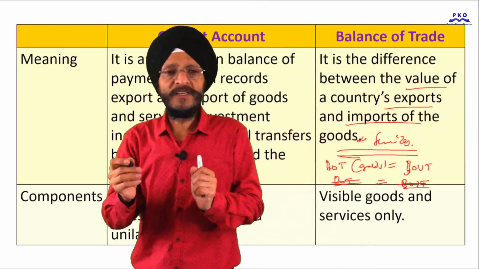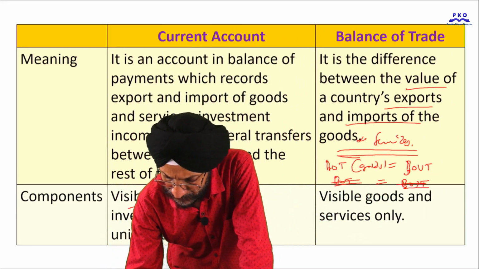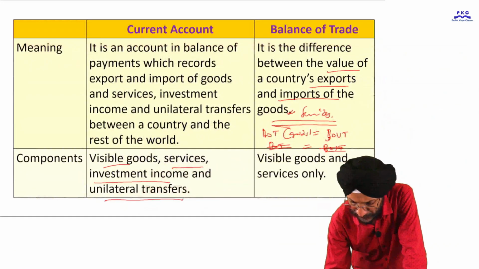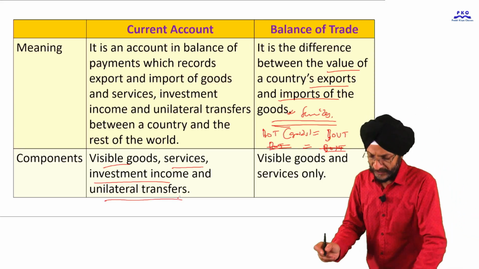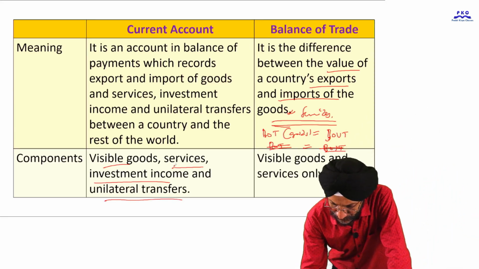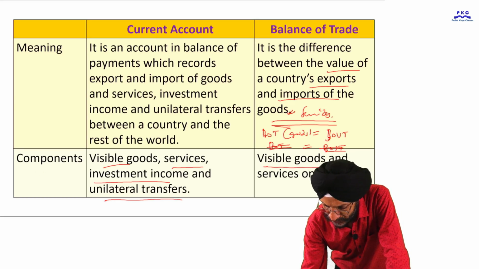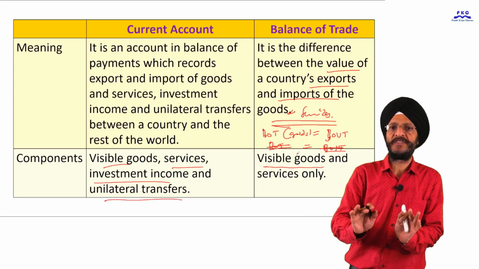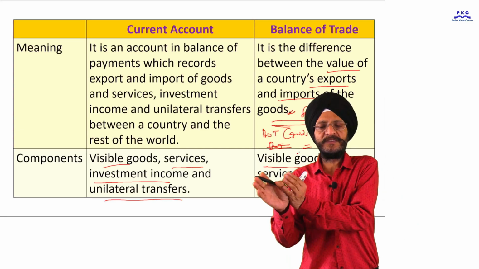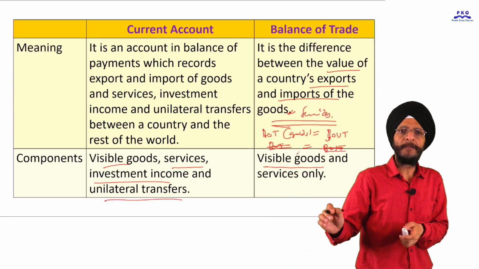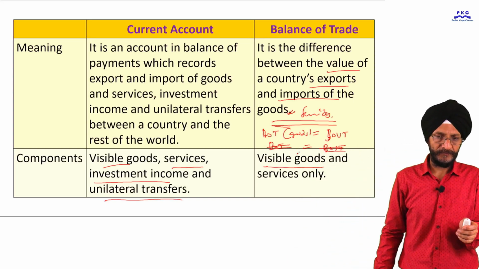Now, what are the components of balance of trade? We have already discussed that visible items, invisible items, investment income and unilateral transfers are the components of the current account. And in the case of balance of trade, the components are visible goods, or we can simply say goods and services only. We do not take into account unilateral transfers and investment income in the case of balance of trade. We are only concerned with goods and services in case of balance of trade.